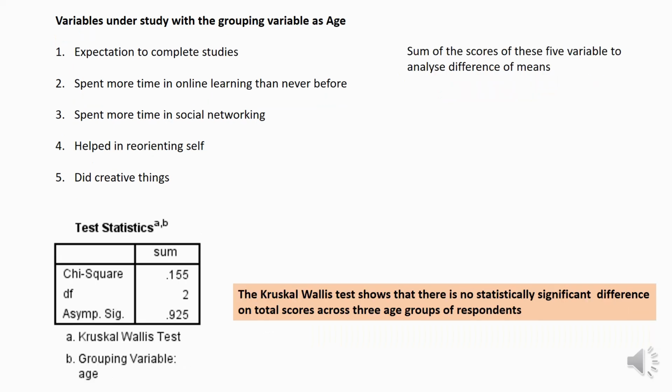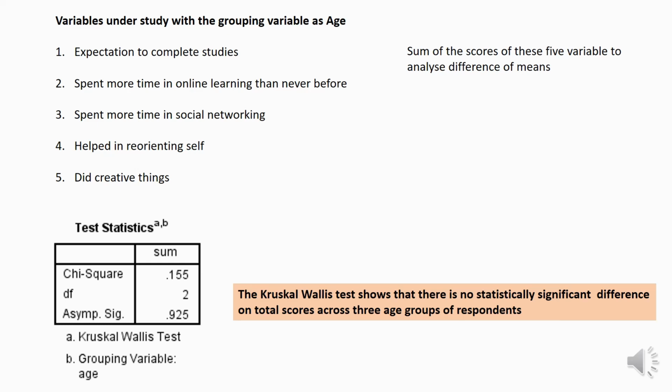The same thing has been done in slide number 9 with the Kruskal-Wallis test, which we use if we have more than 2 age groups. Here we are taking the grouping variable as age. If you go back to the second slide, we'll find that we had 3 age groups, that is 18 to 20, 20 to 23 and above 23.